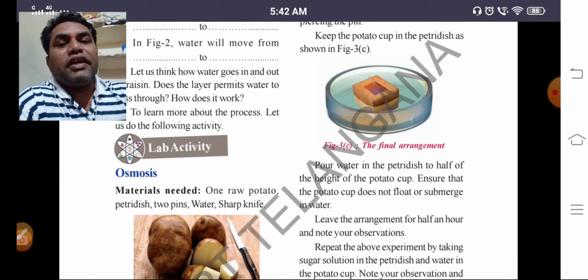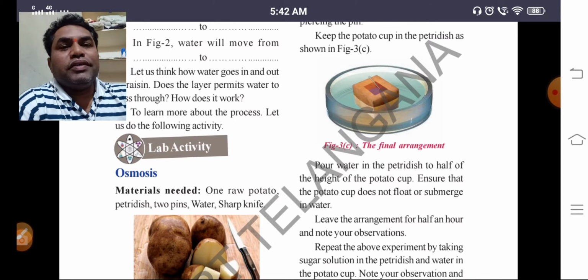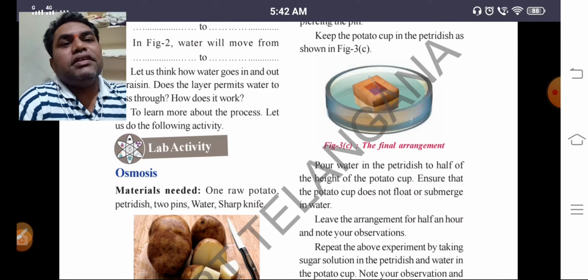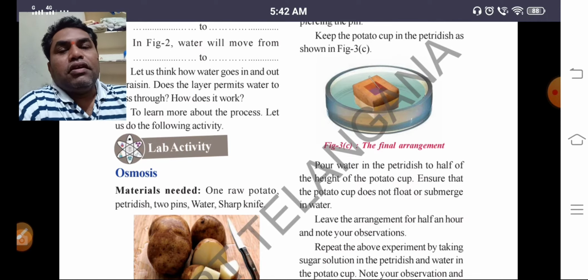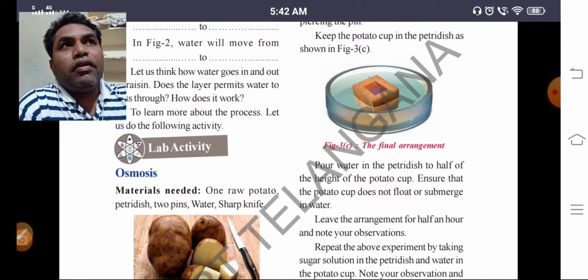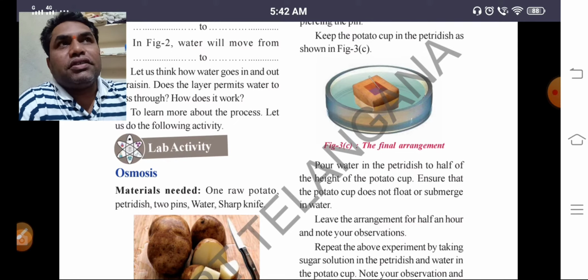So there is an experiment, that is osmosis. Let us first give the definition. Osmosis means the movement of the molecules from low concentration to high concentration.